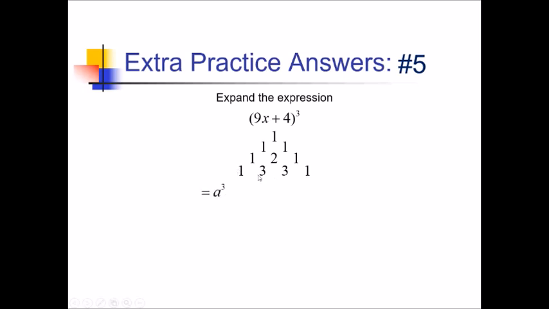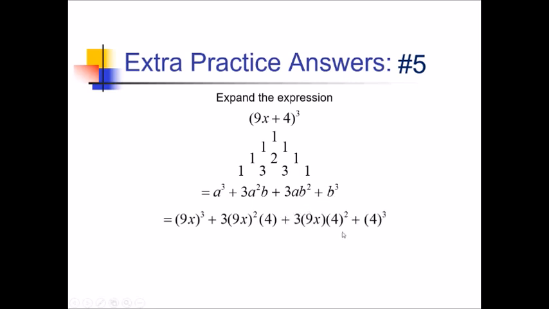This is 3a squared b to the first, plus 3a to the first b to the second, plus 1 a to the 0, which I don't have to write, b to the third. A is going to be this 9x part of my binomial, and b is going to be the 4 here. So for this first term, I've got 9x quantity cubed, plus we've got 3 times 9x quantity squared times 4. Then we have 3 times 9x times 4 squared. And finally, we have plus 4 cubed.